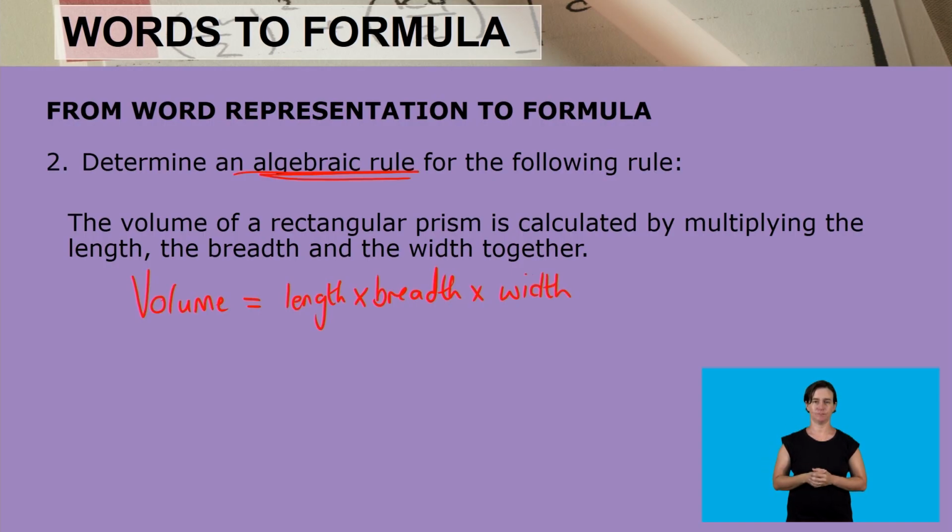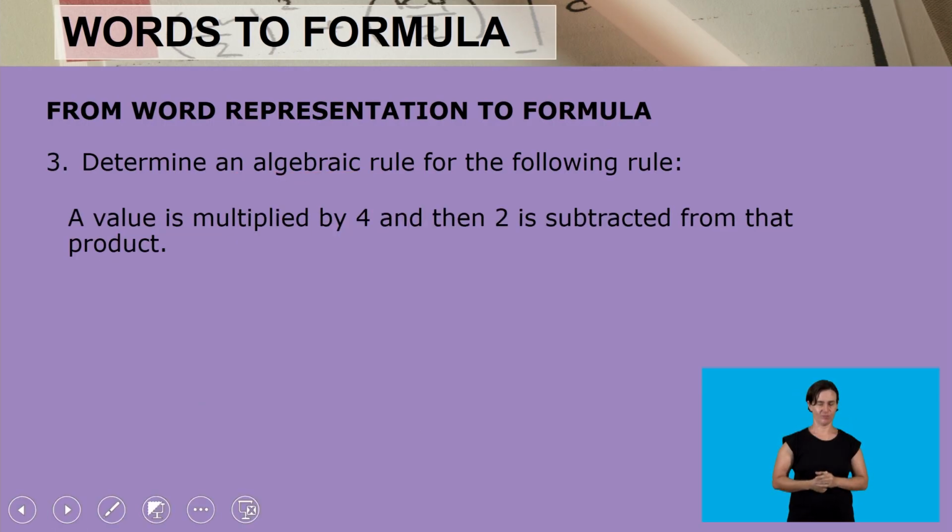And of course, for us to write it nicely as a formula or an algebraic rule, we are just going to use our symbols. So for the volume, we can use our V, and for the length, we can use an L. Of course, we are going to multiply that by our breadth, which is our B, and multiply that by our width, which is our W. Of course, we can represent our algebraic rule by saying that V is equal to L times B times W, and that would be our algebraic rule. Let's move on to the next one.